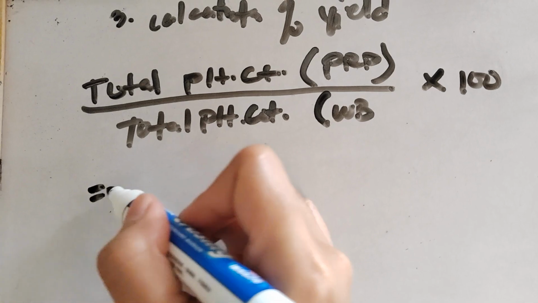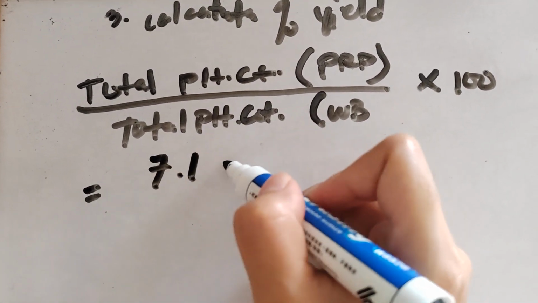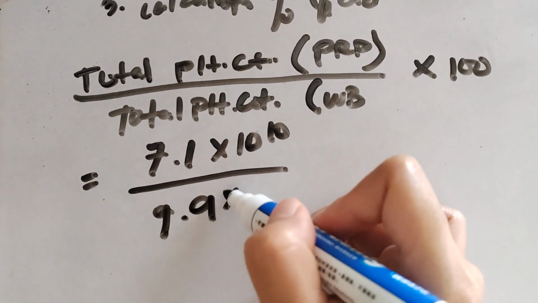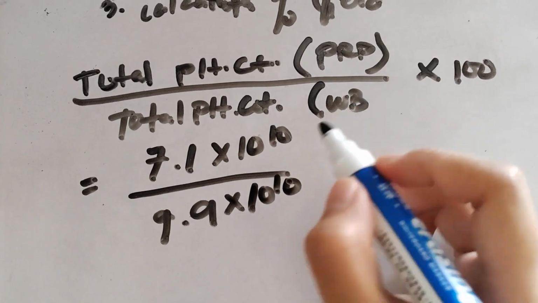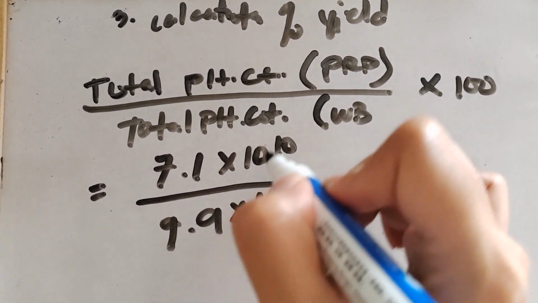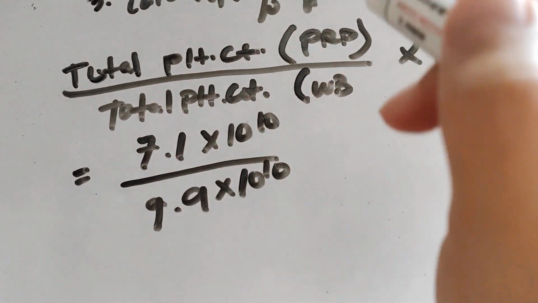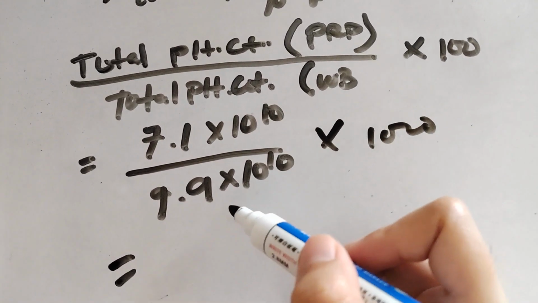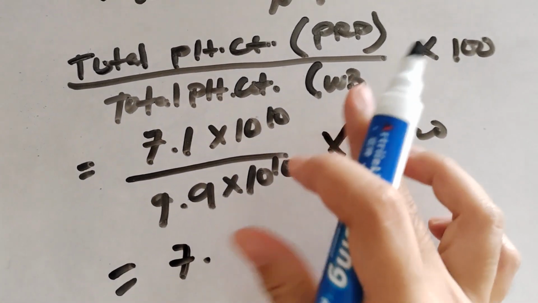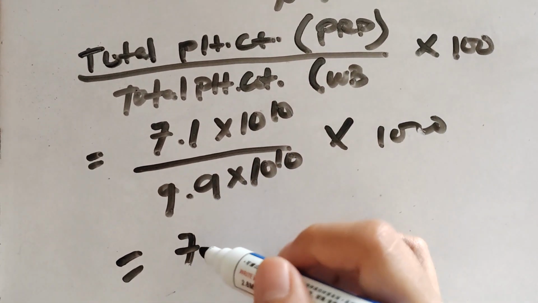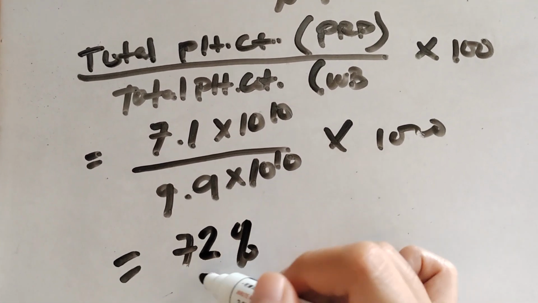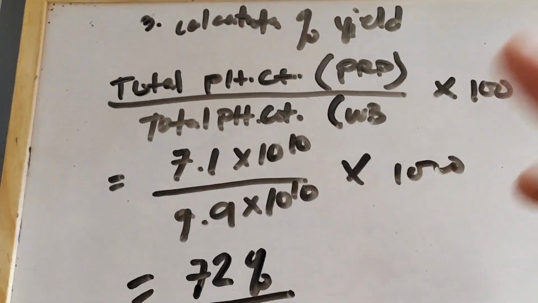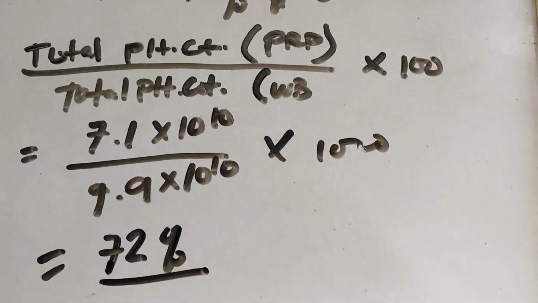Okay? So, we computed the PRP earlier. That gives us 7.1 times 10 raised to 10 divided by 9.9 times 10 raised to 10. Okay, that's what we computed earlier in the first step, second step. Right? Okay? So, to compute that, 7.1 divided by 9.9 times 100 will give you 72%. That is our percent yield. Okay? So, that is your percent yield.